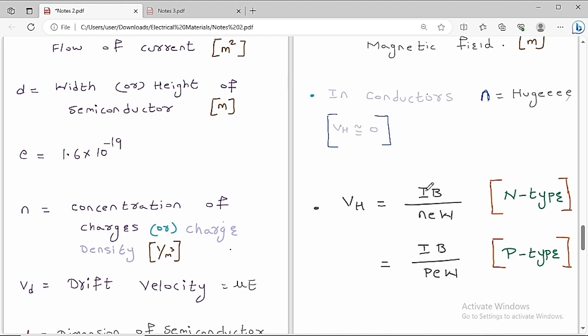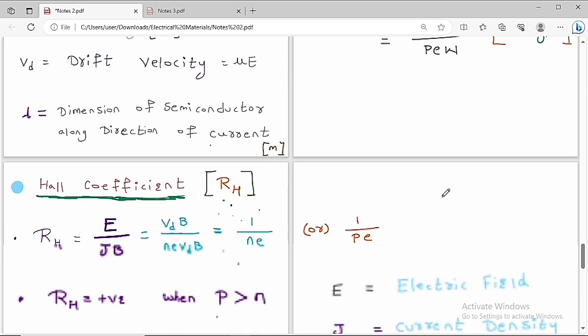Okay. So this is the formula for the N type of semiconductor and this is the formula for the P type of semiconductor. So basically, the Hall voltage polarity is different for different types of semiconductor. For P type it is positive and for N type it is negative. This is a very important thing that you need to remember.